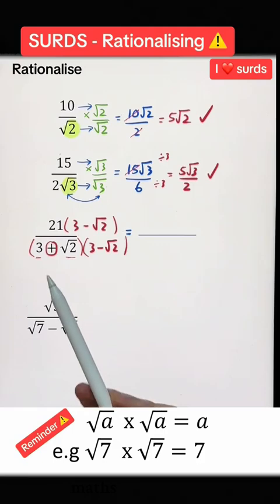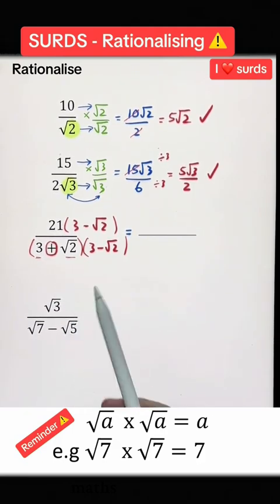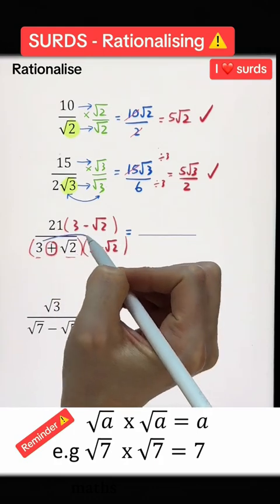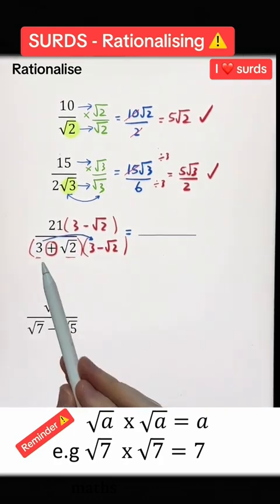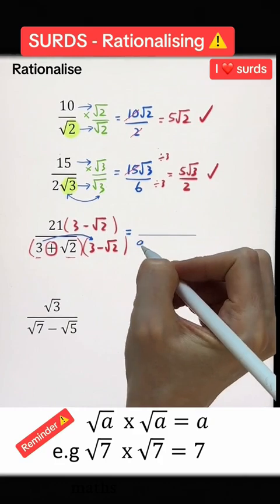On the bottom, I can see I've got 2 terms multiplied by another 2 terms. Hence, I've got double brackets. Expanding my double brackets, applying the FOIL method, we know F stands for first. I multiply the first term in each bracket together. Hence, 3 times 3 will give us 9.